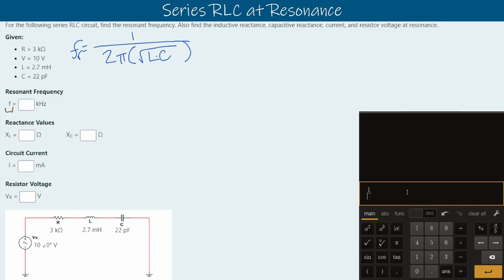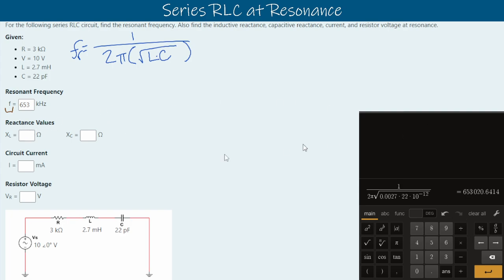So we'll just type it in, 1 over 2 pi, square root of our inductor, which is 2.7 millihenries, so 0.0027, multiplied by our really small capacitor value, so 22 times 10 to the pico, that's negative 12. And that gives us a very large frequency. They want it in kilohertz, so we'll move that decimal point over and just say 653 kilohertz is our answer. So 653.